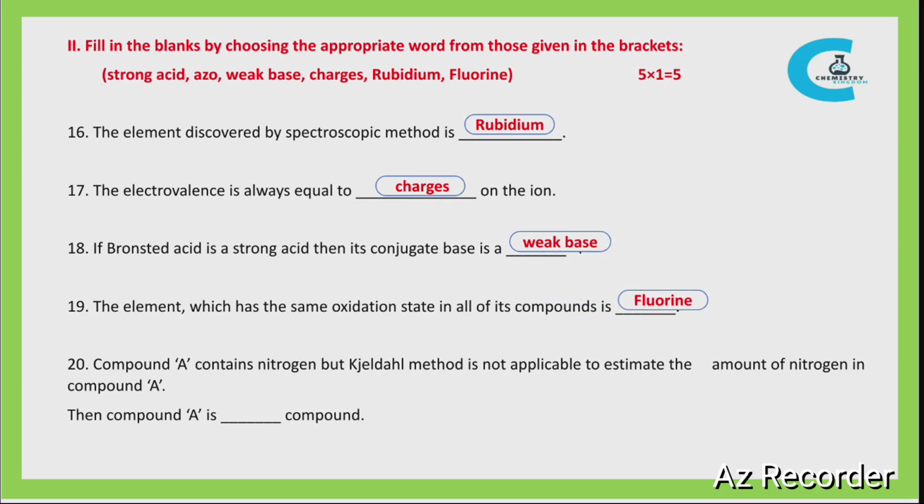The compound A contains nitrogen, but the Kjeldahl method is not applicable to estimate the amount of nitrogen in compound A. The compound A is nothing but an azo compound. In azo compounds, the Kjeldahl method calculation is not possible. I hope you understood. These are the fill in the blanks.